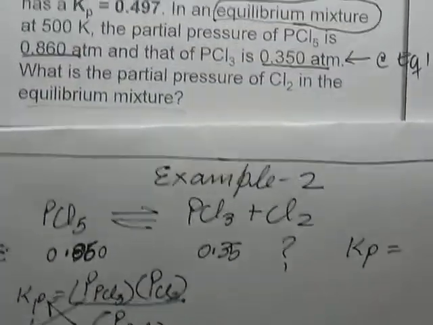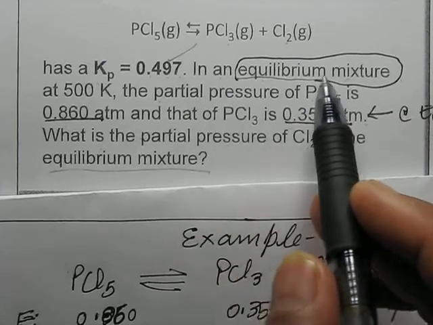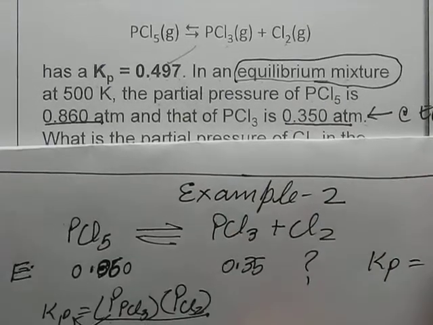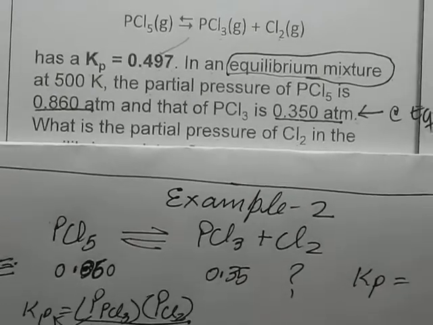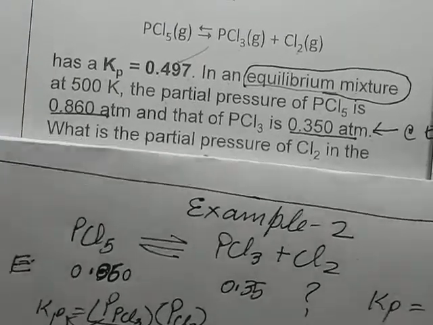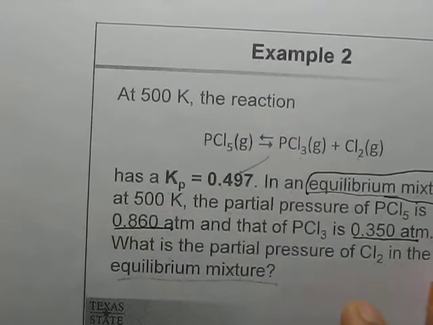So in this equation I did not use the ICE chart because they have already given me all the equilibrium concentrations. In the previous question we had to use the ICE chart because they did not give equilibrium concentrations. So these are the two different scenarios, and let's talk about the next one.